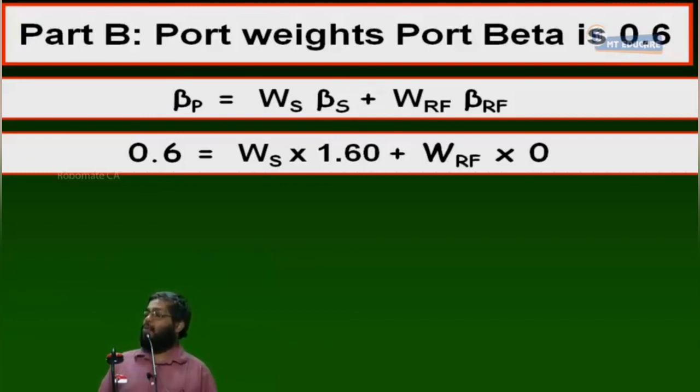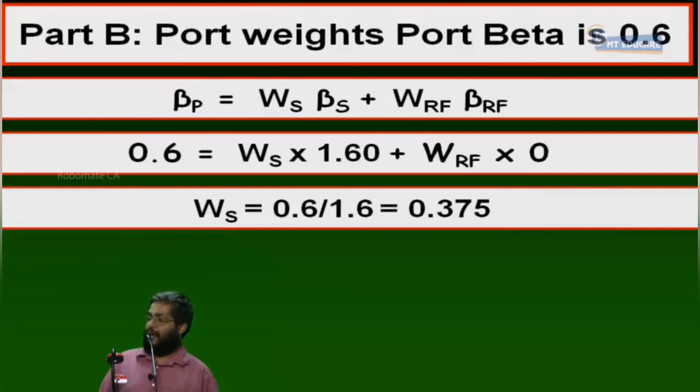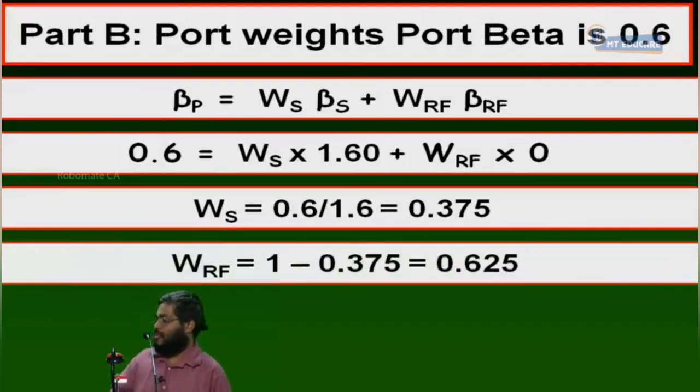Now, what is WS here? WS is equal to 0.6 by 1.6. Weight of security is equal to 0.6 by 1.6. Is equal to how much? 0.375. I should put how much of my money in the security here? 37.5% of the money. The balance should be in what? Risk-free asset. Weight of RF is equal to 1 minus 0.375.